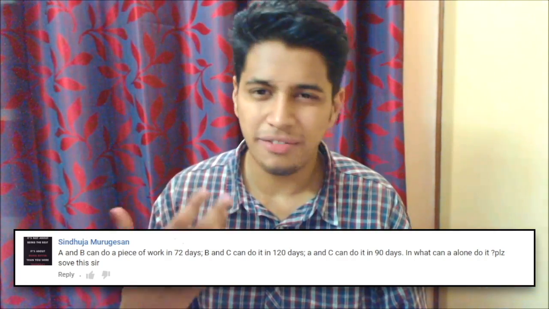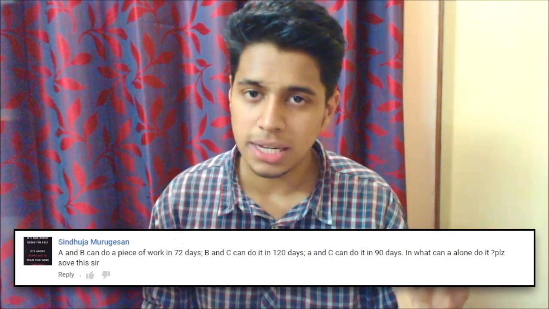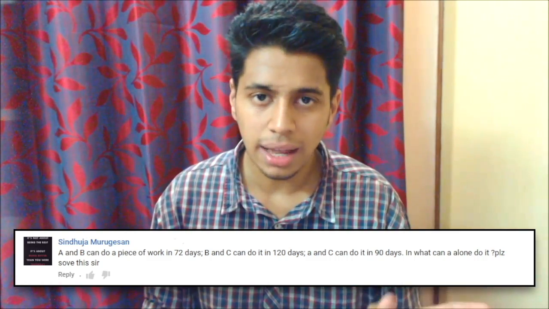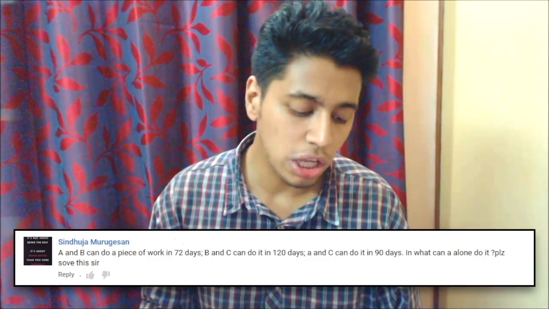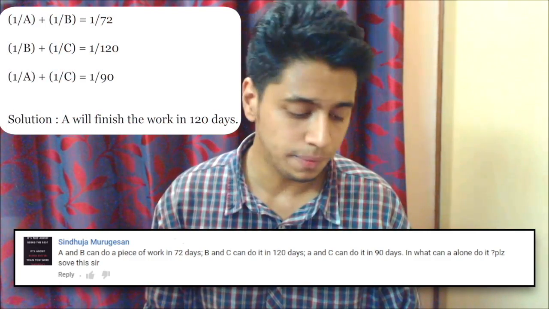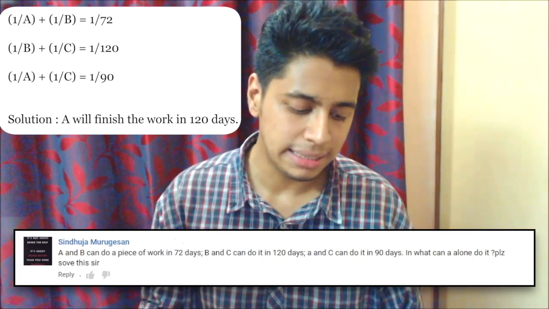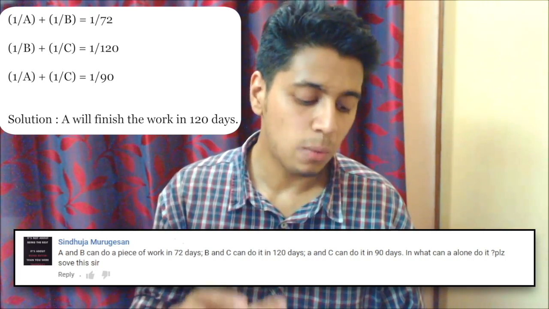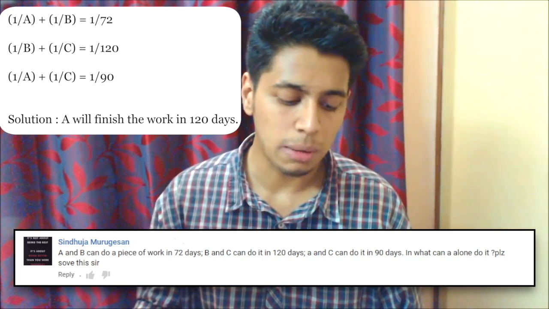Okay, so this problem is very, very straightforward, right? You have three equations. The first one has A and B, second one has B and C, and third one has A and C. So what you need to do is substitute and somehow find A, right? So your equations will be 1 by A plus 1 by B is equal to 1 by 72. 1 by B plus 1 by C is equal to 1 by 120. And 1 by A plus 1 by C is equal to 1 by 90.